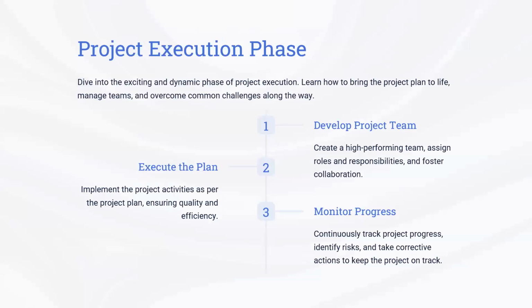Then comes the project execution phase, the third stage of the project. The first one is develop the project team. Now, in the definition phase, we have already set up the goals and everything. We have decided the product, and we have decided the timeline. We have got the management support, and everything is done. The base is laid. So next comes the project execution phase. Now the team is going to be formed. So develop the project team: creating a high performing team, assigning roles and responsibilities, and fostering collaboration.